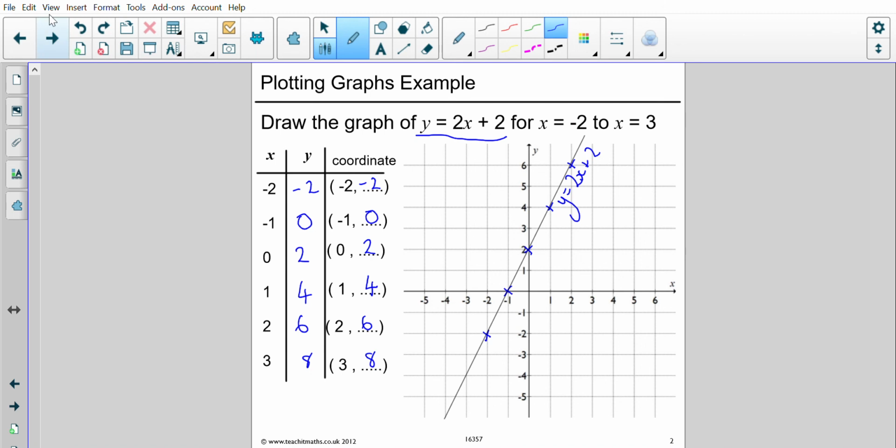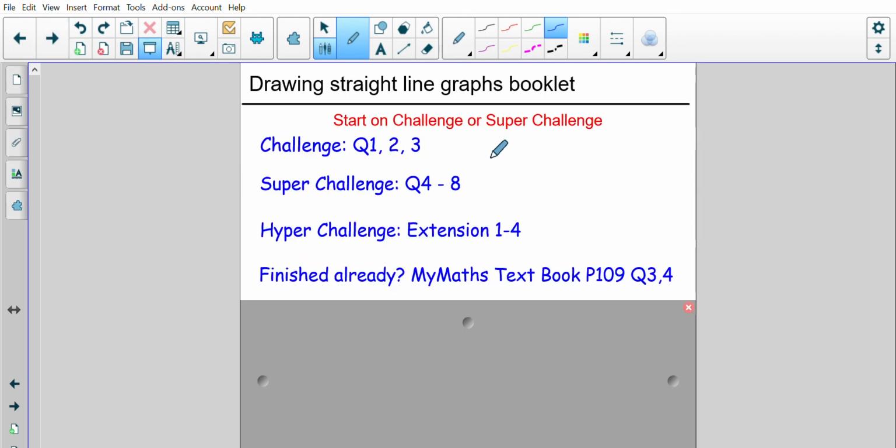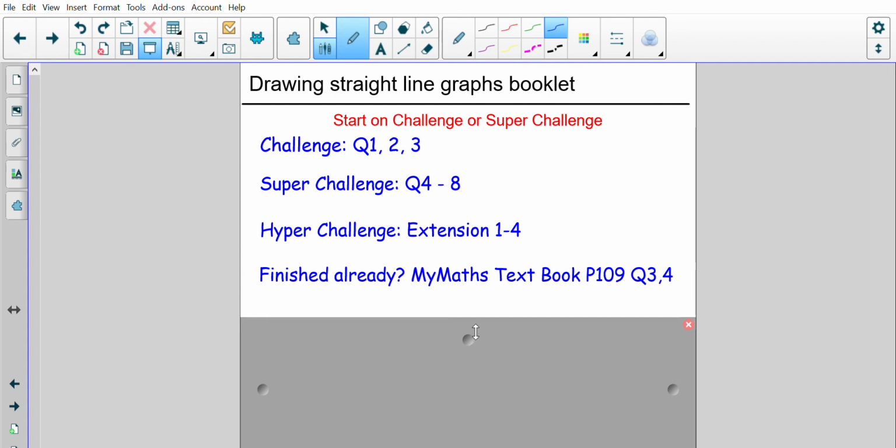So you're now going to have a go at plotting some graphs. You're going to find the straight line graphs booklet attached to the assignment. You can start on the challenge or the super challenge. You're going to work your way through the booklet, and if you finish, there's a couple of problem solving questions in MyMaths that you can try. Now if you can print the booklet, you will find that easier because you can work out the coordinates and use the printed grids. If you can't print the booklet, that's fine. You'll just have to work out your coordinates and draw the grids into your exercise books.